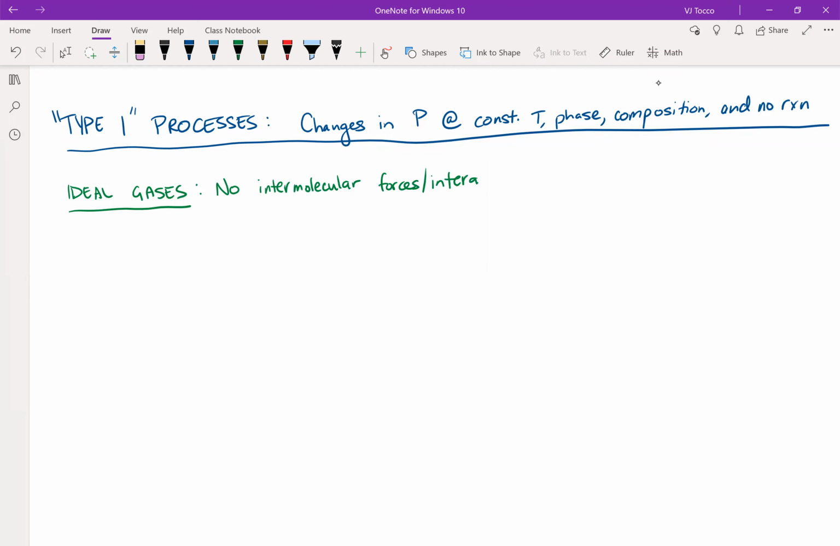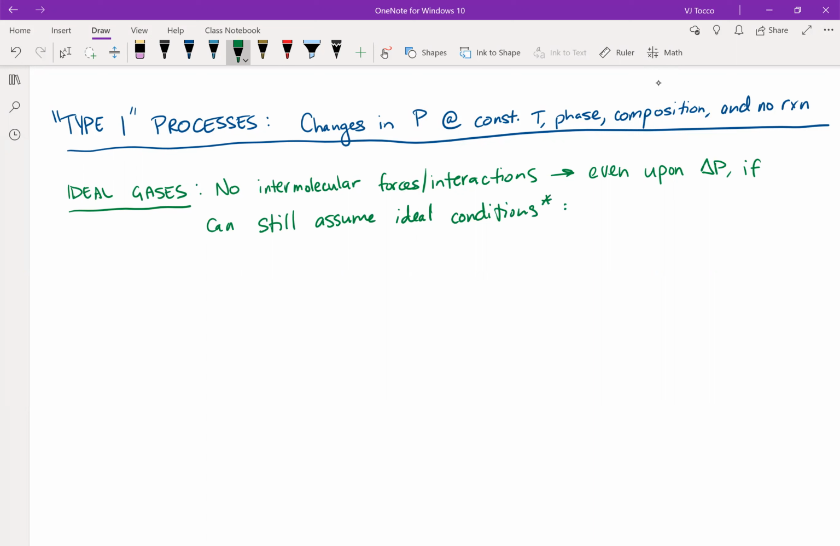Therefore, if I change the pressure and I can still assume that it's an ideal gas, then the enthalpy and internal energy are not going to change at all. No intermolecular forces and reactions. So even upon a change in P, if I can still assume ideal conditions, and I'm going to put an asterisk there, I'll explain that in a moment.